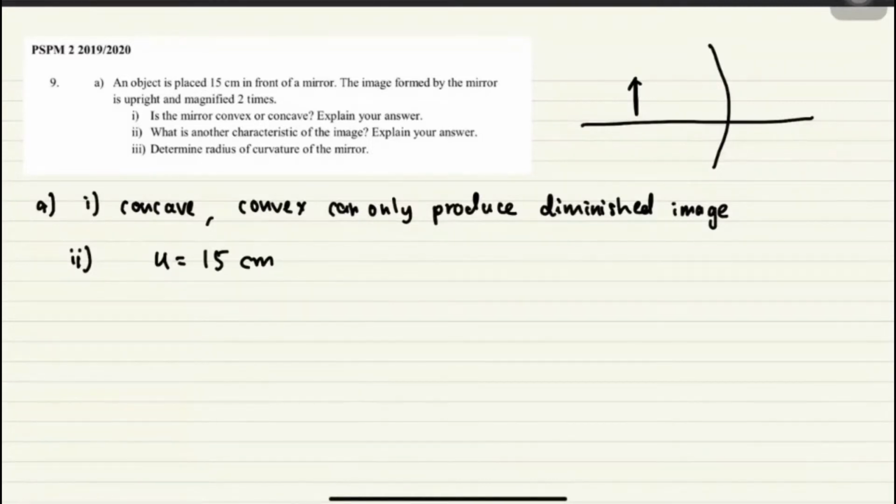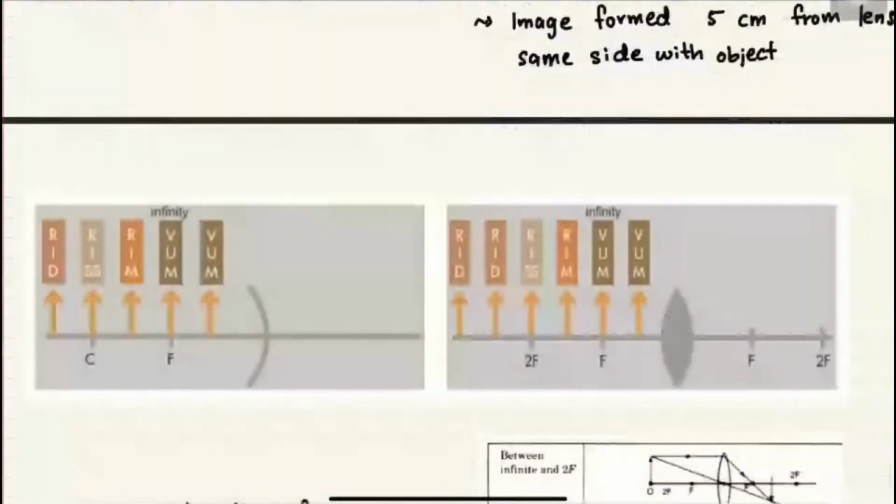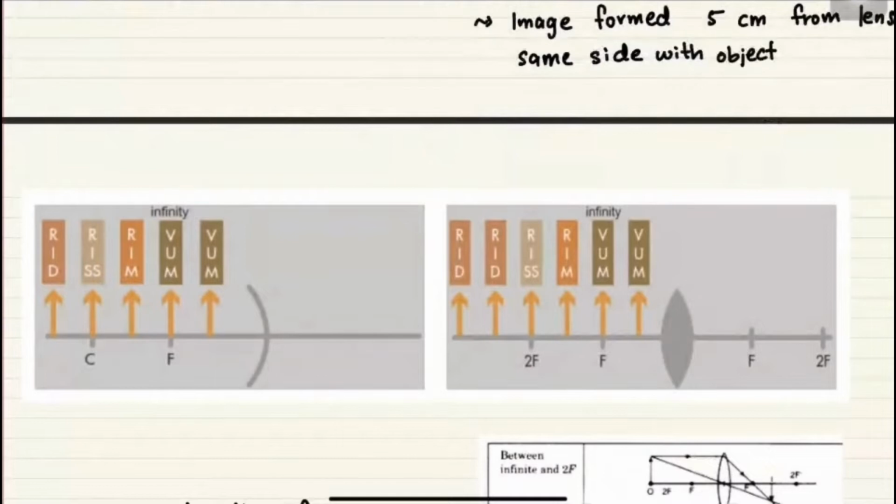Contohnya kan, kata kalau yang ni upright magnified 2 times. Kalau kita tengok balik kat sini, upright dan magnified ni, kamu hanya boleh dapat dekat sini je. Kalau dekat sini kamu punya image mesti virtual. Sebenarnya straight away kamu cakap ada karakteristik adalah virtual. So over here, kamu dekat sini, over here actually dia dekat sini.